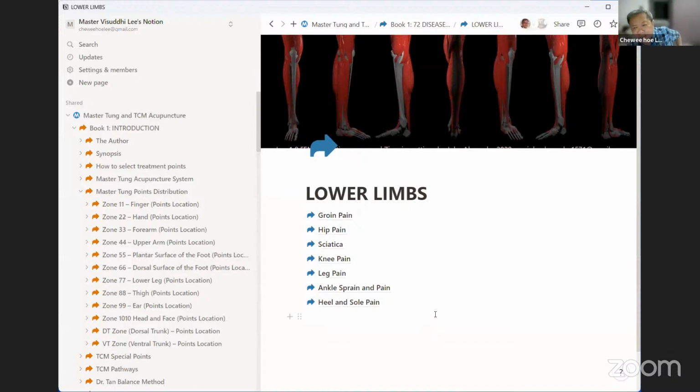To answer gout, I use quite a bit of bloodletting, and I use Stomach 36. Stomach 36 is my favorite point for metabolic issues.